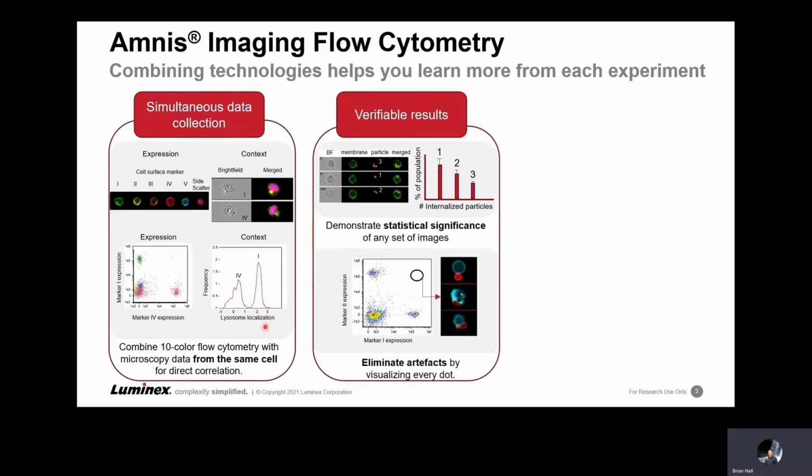Another advantage to imaging flow cytometry is it allows you to verify your results. By that, we mean you can look at the histograms and dot plots that are associated with your data set. You can click on those dots and see a picture of the cell. So in this top example, you can not only quantify the number of cells that have 1, 2, or 3 particles phagocytosed, but you can click on these bins and verify that, in this case, this image has 2 particles phagocytosed, and this one has 1, this one has 3.